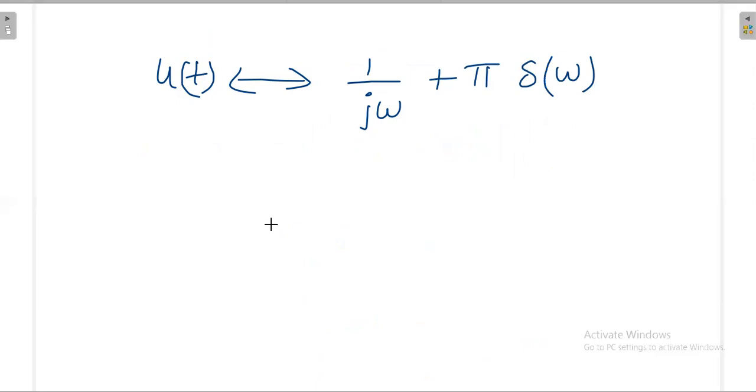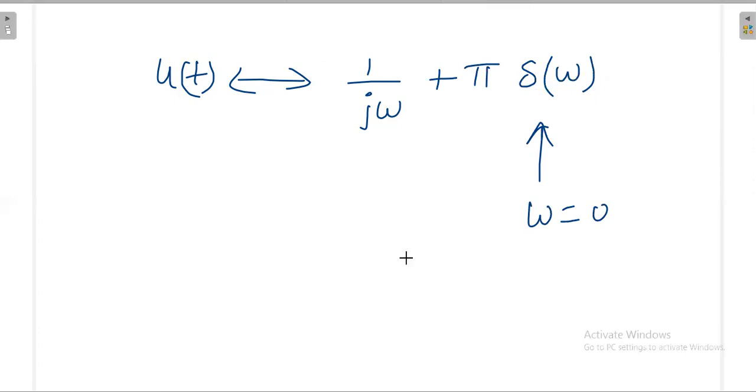In future, whenever u of t is there, we'll say that the Fourier transform is 1 by j omega, but we are also getting some extra component. This we can understand easily. What do you mean by 1 by j omega? When you increase frequency, the contribution is decreasing. But the contribution of this other term is present only at omega equal to 0. When you go away from omega equal to 0, this term will not contribute.